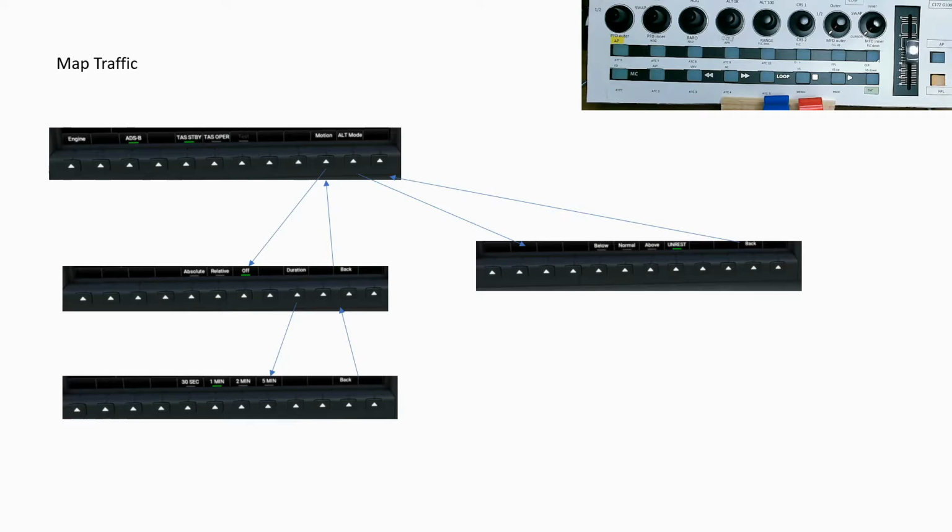And when we're in the traffic section, so we've got the motion one, which takes us down here. There's the duration, and the back buttons will walk ourselves back up, and the altitude mode takes us into here and back again. No submenus below that.